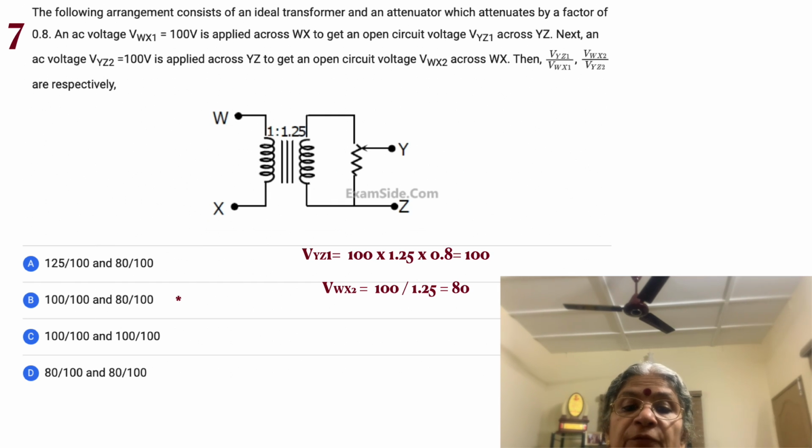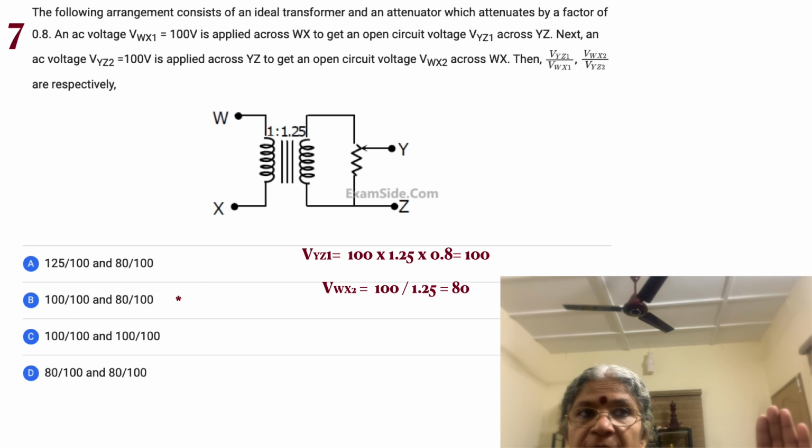Next, an AC voltage Vyz2 equal to 100 volt is applied across Yz. So first we apply 100 volt across, let's say, the primary, and then it gets reflected on the secondary using the transformation ratio, and then it's cut down to 0.8. That's what is happening in the first case. In the second case, you give 100 volt directly to the attenuated portion, so this voltage becomes available across the secondary, and then it is built up in the primary. That ratio is going to happen. So that's the major difference.